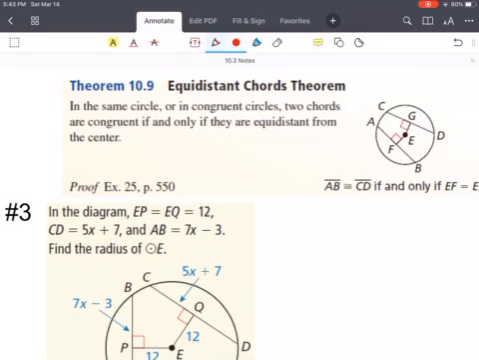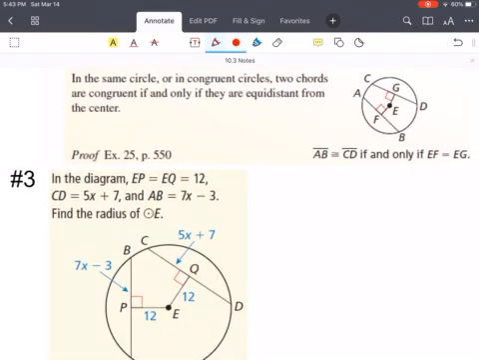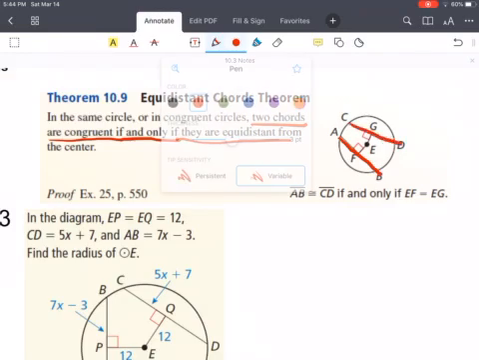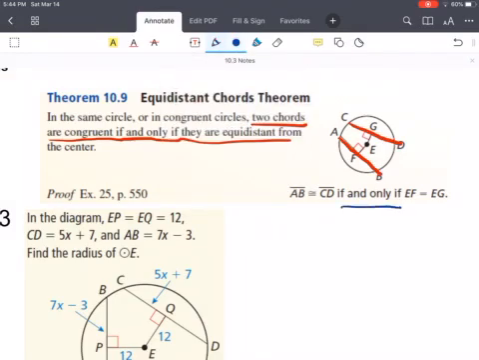Another property that we're going to apply, and again, it's going to help with our ability to use right triangles: in the same circle or in congruent circles, if two chords are congruent, then they are equidistant from the center. So AB and CD are going to be congruent to each other if and only if they're the same distance from the center point of the circle.